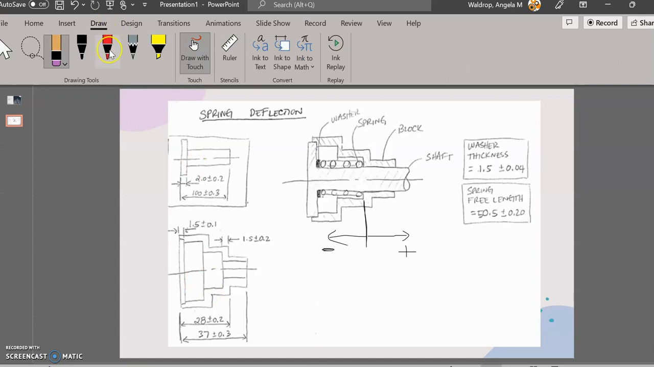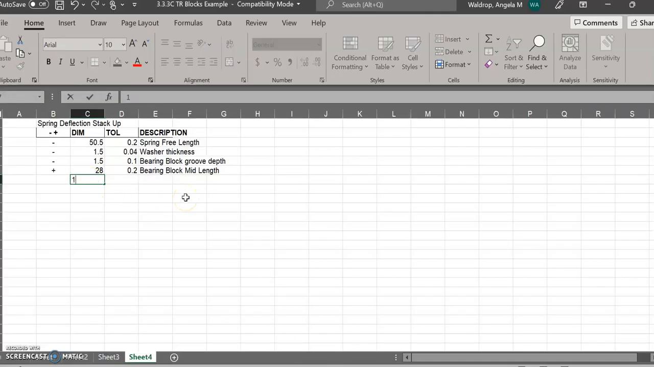Going back to my picture, looking at my bearing block, I can finally go from this surface to that surface, and that will be my last dimension. That's that 1.5 plus or minus 0.2, and I'll be finally touching the spring again at that point, so that's where I know I'm going to finish. And that is also in the negative direction. So I'm going to go ahead and add that last dimension in. Bearing block thickness. Okay, and that is in the negative direction.